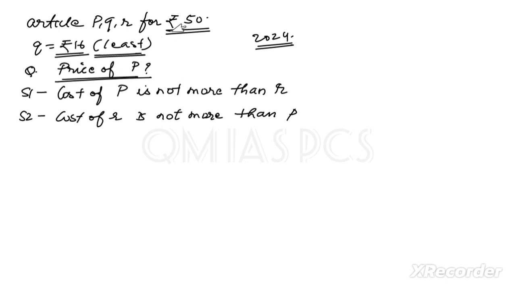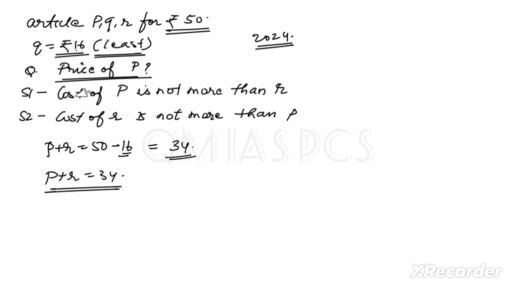So first what we have to do is find the combined price of P and R. So we will write P plus R, that will be 50 minus 16. Why 16? Because 16 was the price of Q. Clear? So it will be how much? 34. Is it clear? So P plus R is 34.